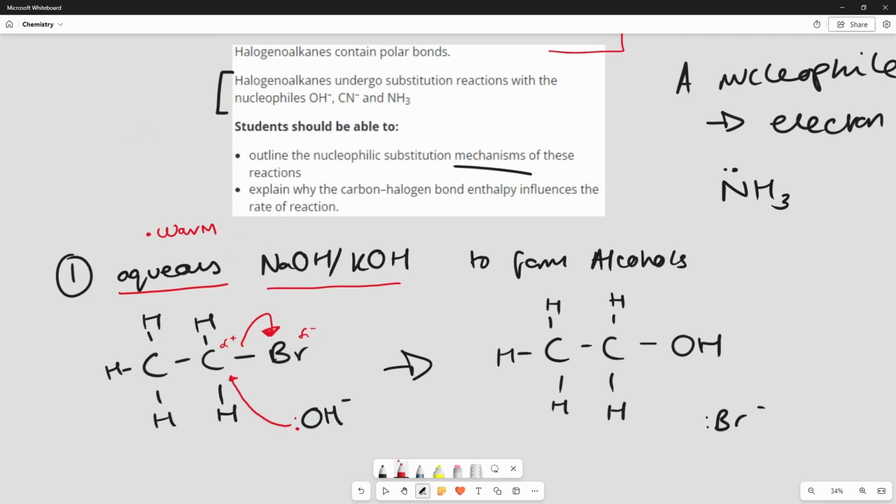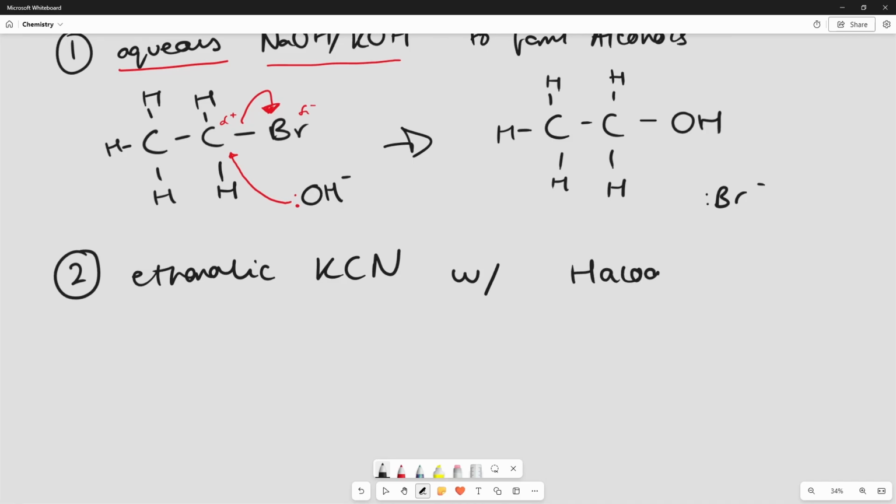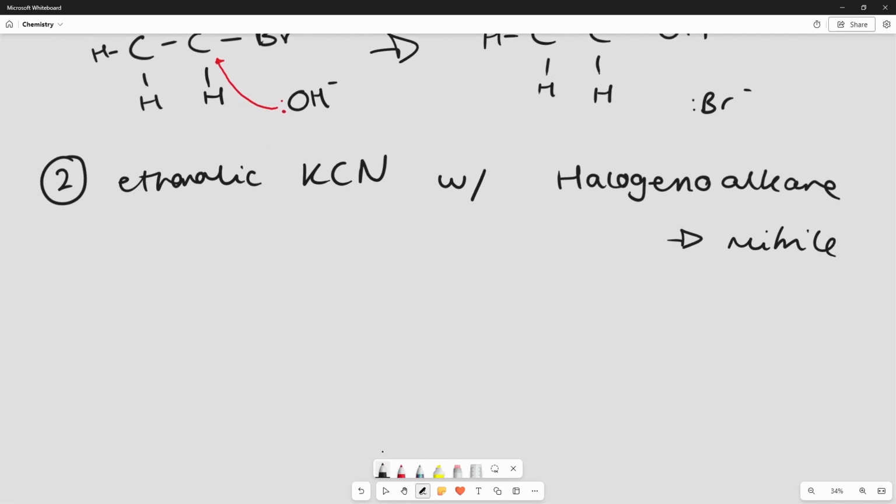So the next substitution it asks us to go through is the cyanide ion with halogenoalkane. When you react ethanolic potassium cyanide with a halogenoalkane, you get a nitrile. So the mechanism for the reaction looks something like this.